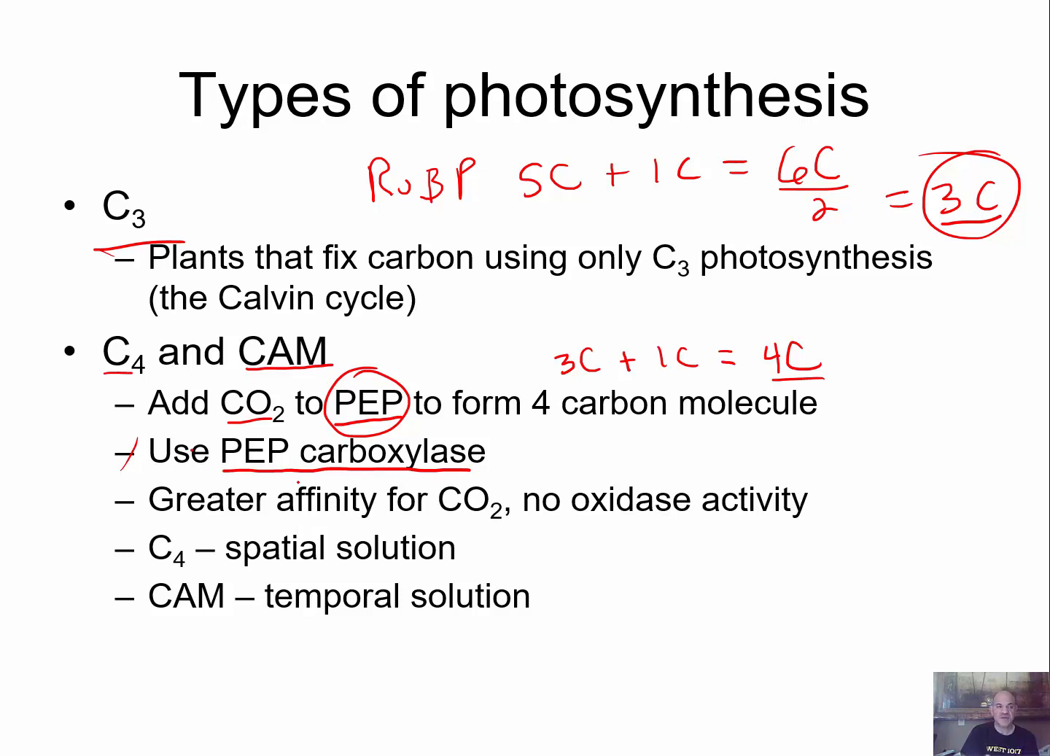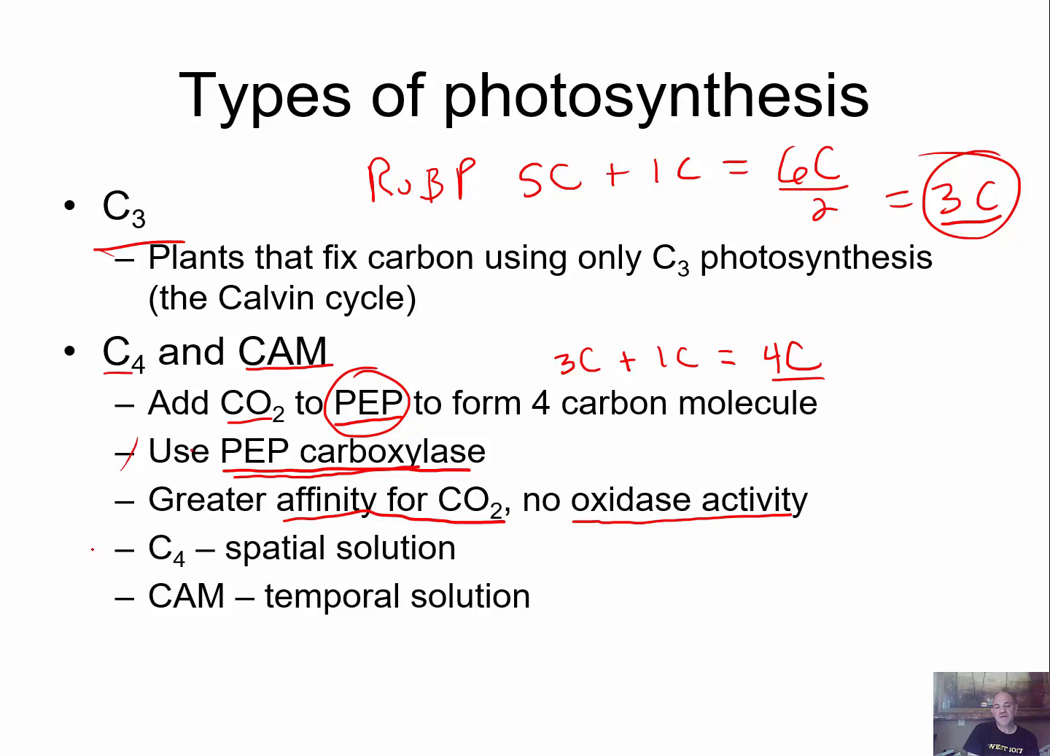So when there's a lot of oxygen present, the Rubisco ends up going through photorespiration. But over here, even if you have a lot more oxygen in the area, this PEP carboxylase has a greater affinity for CO2. So even if you have more oxygen in the area, this enzyme is only going to be binding at the active site with carbon dioxide. So the thing is, we're not going to get any oxidation occurring.